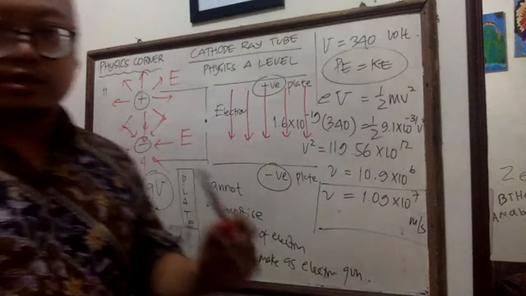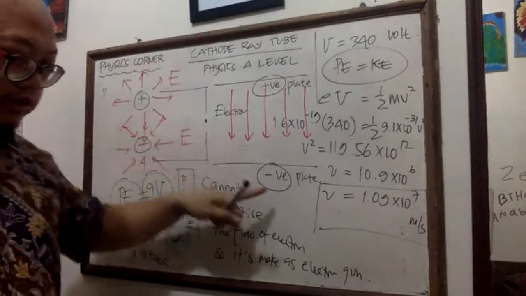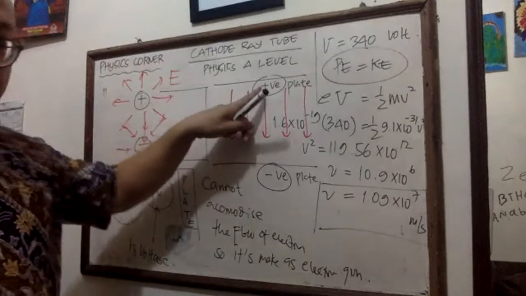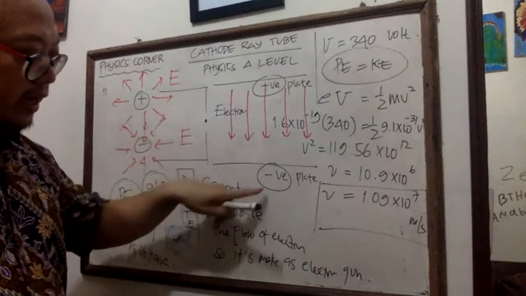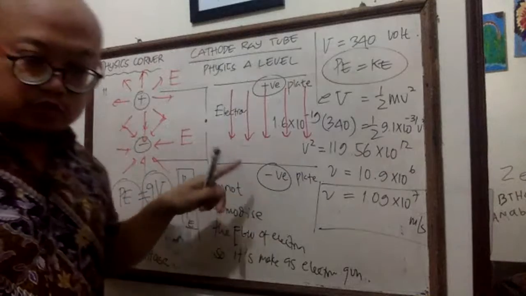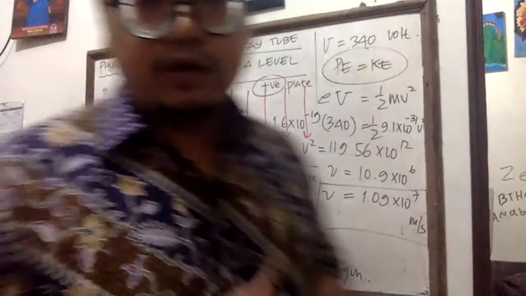Yes, so it means on the positive plate, they go down. On the negative, also they go down. On the positive, they spread out from it, and on the negative, they spread in to it. Yes, okay. Now continue with the other question.